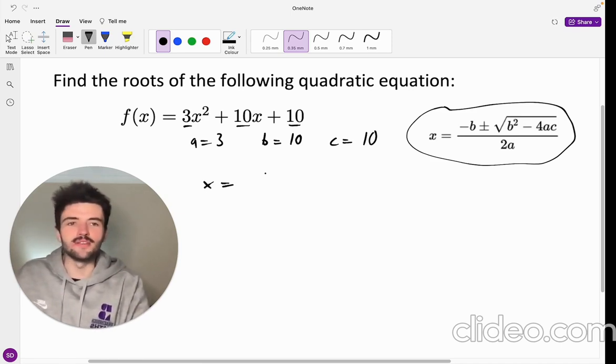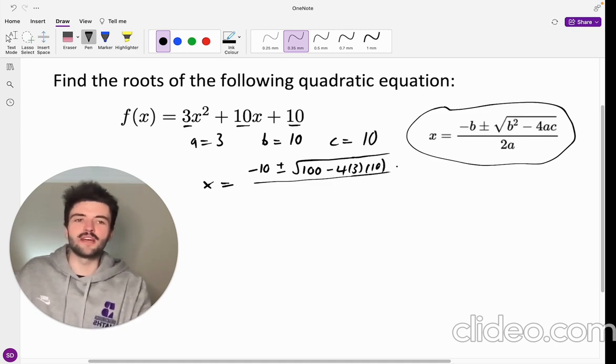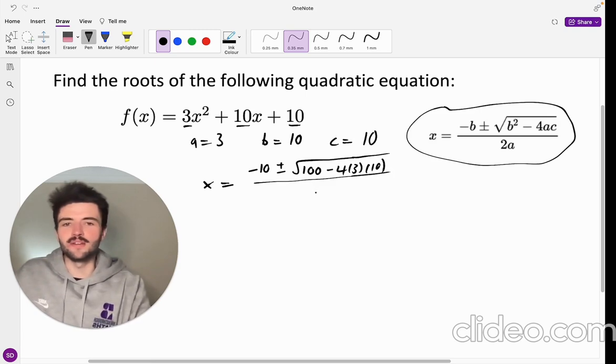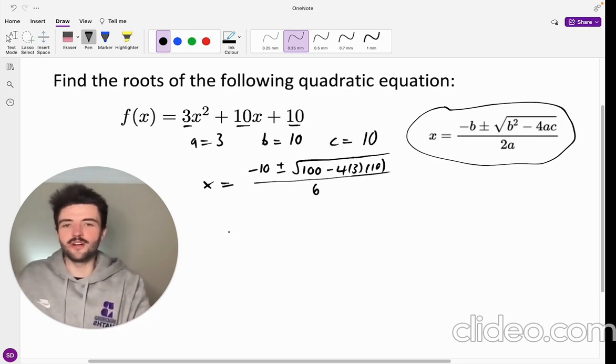So x is equal to minus b, or minus 10, plus or minus the square root of b squared. So 10 squared is 100. So that's the value of b squared, minus 4 times 3 times 10. So that's our 4ac. That's all over 2a, which is 2 times 3, which is equal to 6. And you can feel free to pause at any stage if you want to double check any of your work. But we're going to press on here and find actually what our roots are.